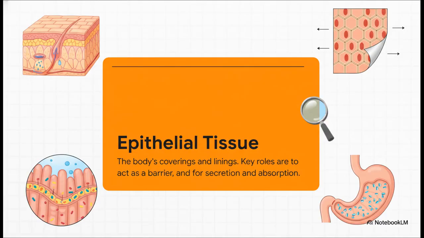So first up is epithelial tissue. The easiest way to think about it is as the body's surfaces and linings. It's like the wallpaper inside your intestines or the tile on your skin. Its main job is to be a barrier, right? But it's also in charge of letting things in, like absorbing nutrients, and letting things out, like secreting sweat.